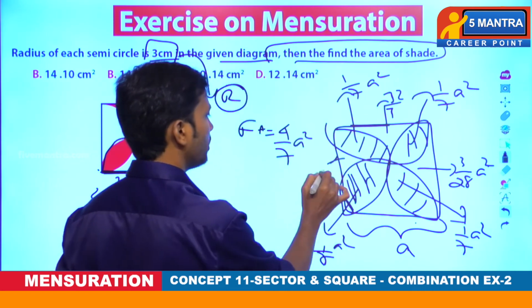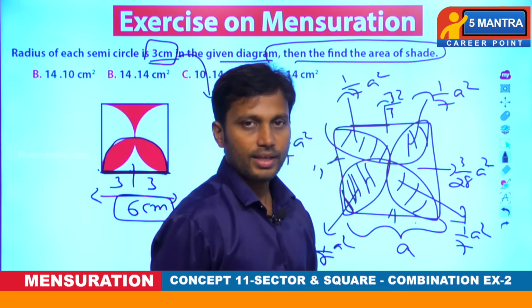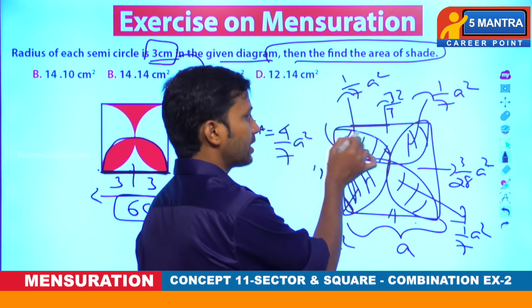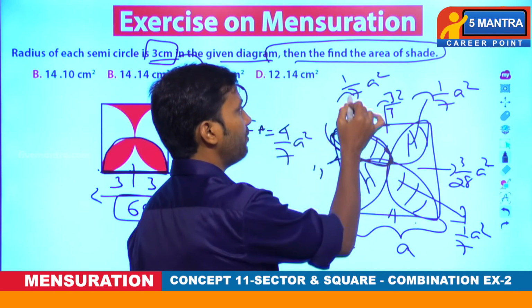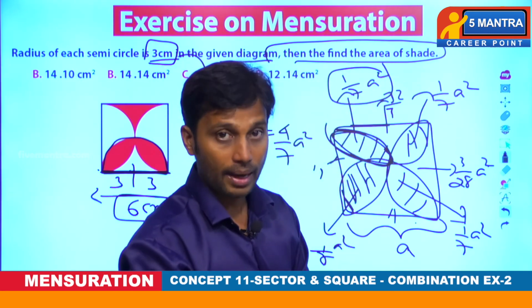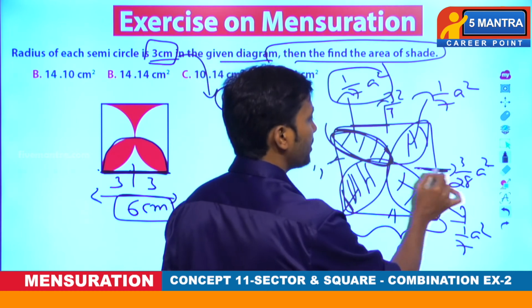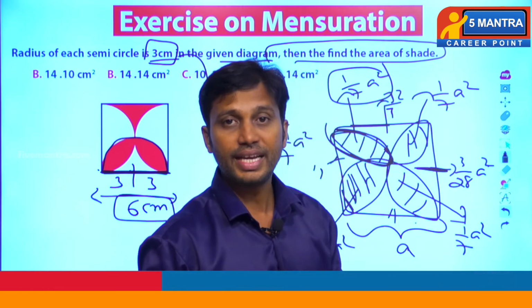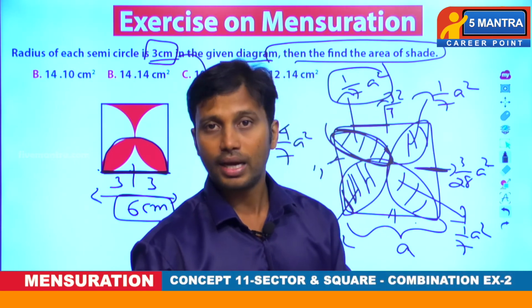Likewise, all are the same. Okay, this is a basic analysis. Once again, to recap: each flower petal is occupying 1 by 7 a square, meaning the 1 by 7th part of the square area, and each gap is occupying 3 by 28 a square, meaning the 3 by 28th part of the square area.